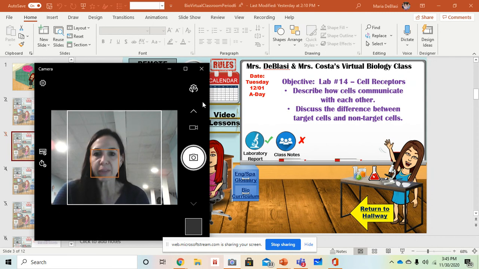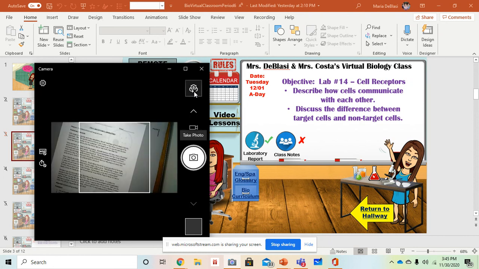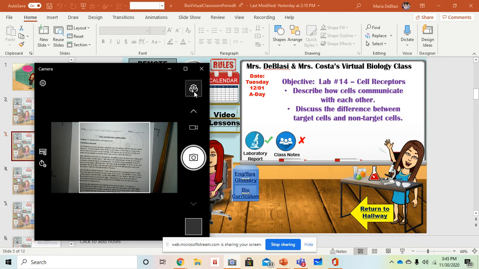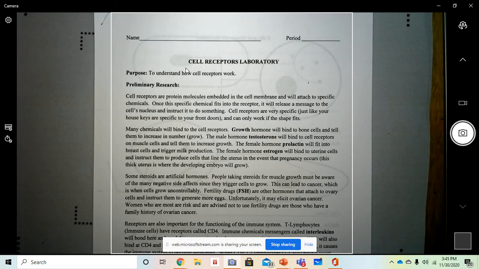So you're going to get the lab. I'm going to turn my document camera around, called Cells Receptor Laboratory. So this is what it looks like. Let me just adjust this so you guys can see it better. Make it a little bit bigger. And this is the lab we're going to do today.